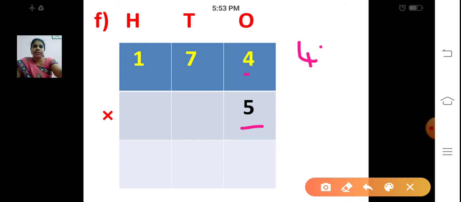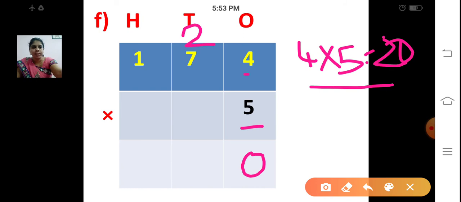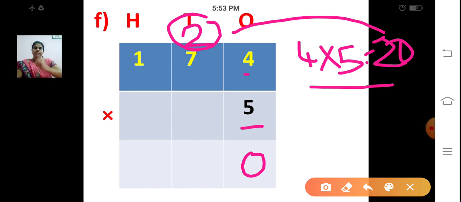No need to write all these things. Just write down below the answer. This is for your reference. No need to write that. So, 4 5s are 20. So, 0, I am writing it here. 2 will be carried over. We are having 2 here, right? So, this 2 will be carried over to the tens place.